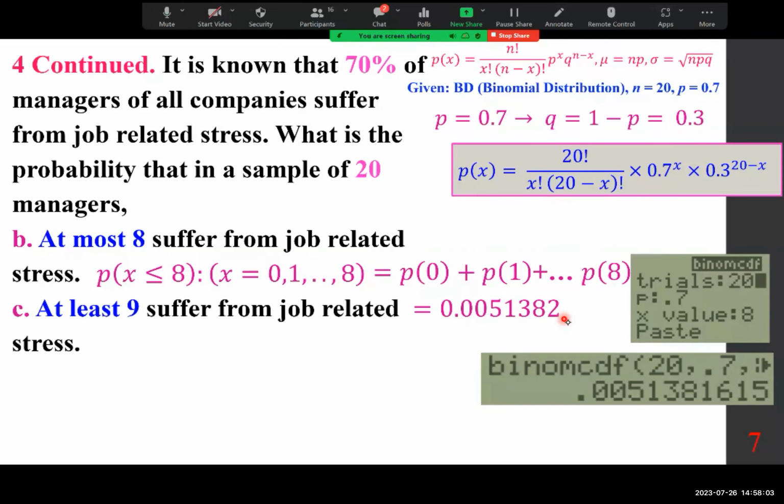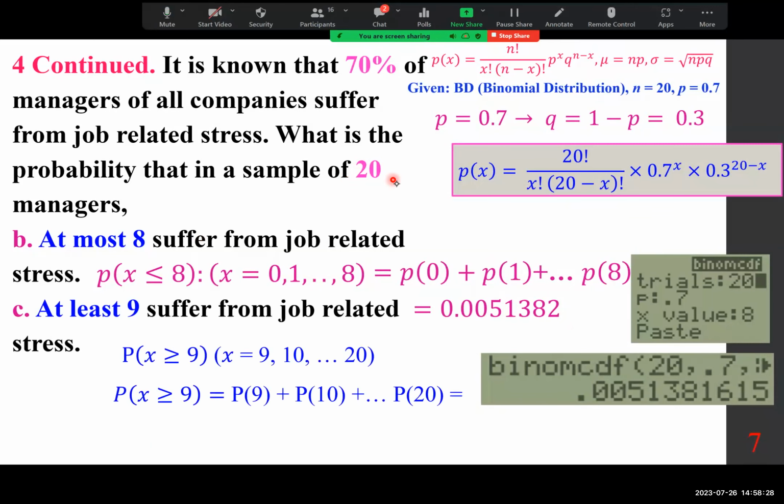Next part, at least 9. That means 9 and more. You go all the way to n, from 9 to 20. That's the meaning of it. So we want to distinguish between at most and at least. So we're going to go all the way up to n, which happens to be 20. Now again, you can calculate those and add them up.